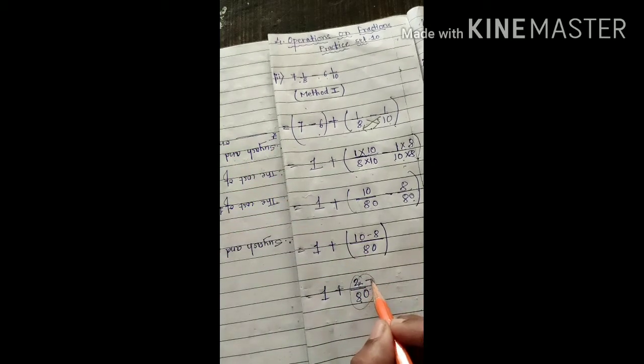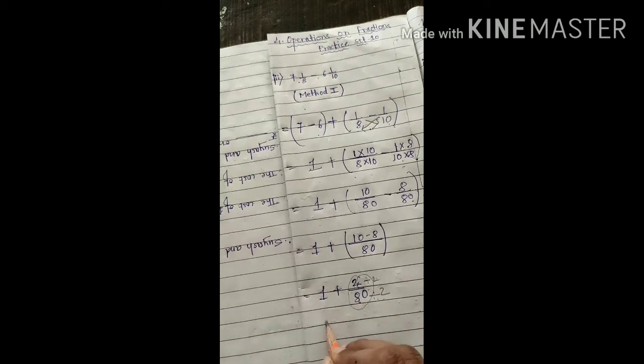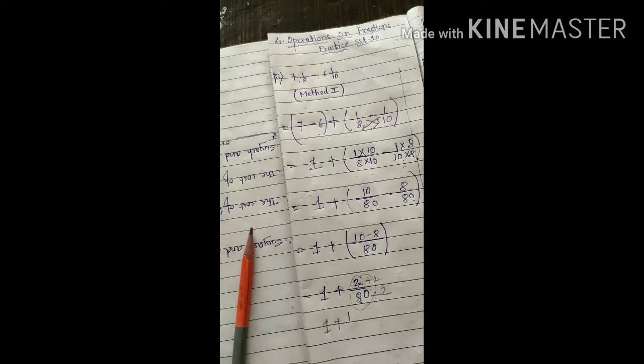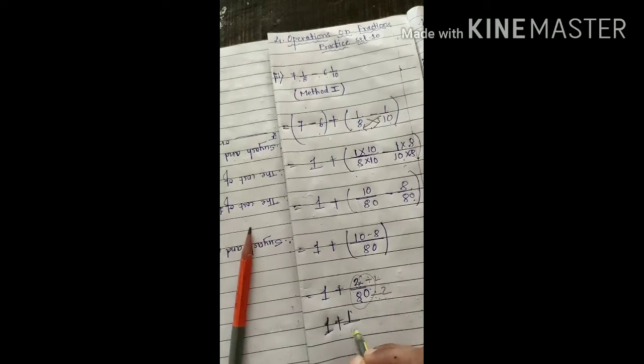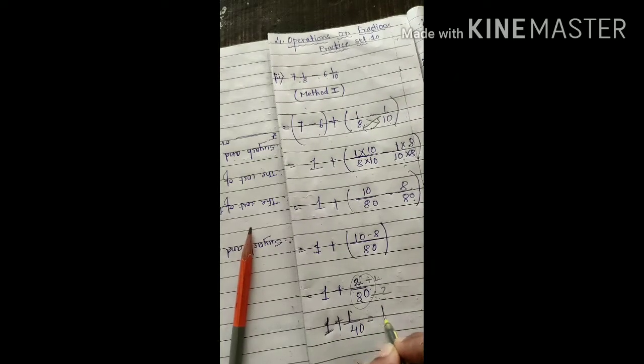Because 2 can divide by 2 and 80 also can divide by 2. Both numbers can be divided by the same number. 2 can divide by 2 and 80 also can divide by 2. So 1 plus 2 divided by 2, that is 1. And 80 divided by 2, that is 40. So your answer is 1 upon 40.